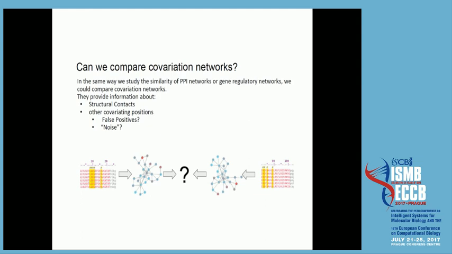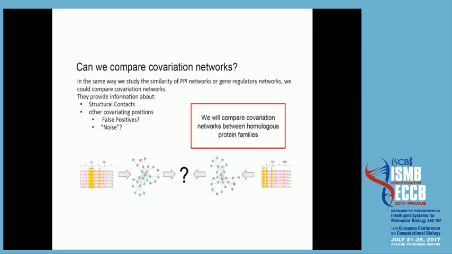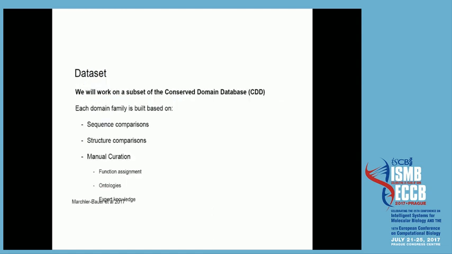We know that coevolution networks give us information about, for example, contacts, but we have other pairs that also coevolve, but they are not in contact. Are those false positives or noise? So we are going to compare covariation networks between homologous proteins. For doing that, we use an entire data set.